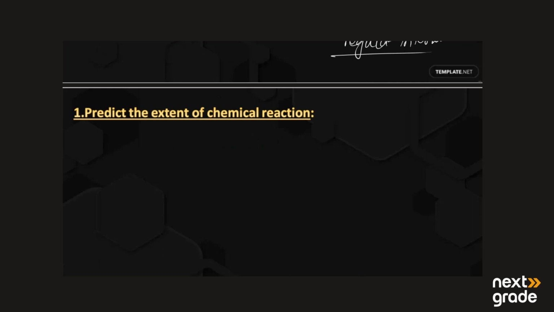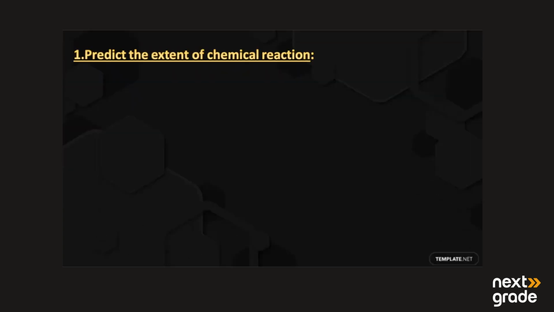Number one, it is used to predict the extent of a chemical reaction. So what does the extent of a chemical reaction mean? The extent of a chemical reaction means at what point the reaction has reached, whether it is going to make completion, or it is at the start, or it is at the equilibrium state. So these are the main applications for the value of Kc. It is used to predict the extent of a chemical reaction. Extent is to which a reaction may proceed.